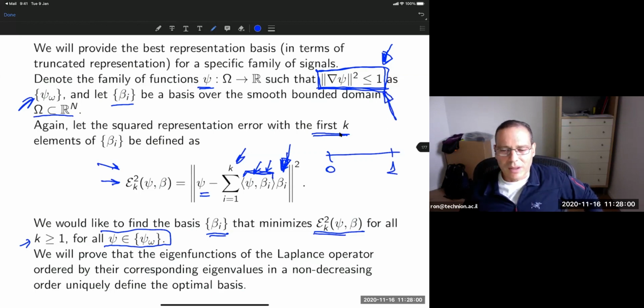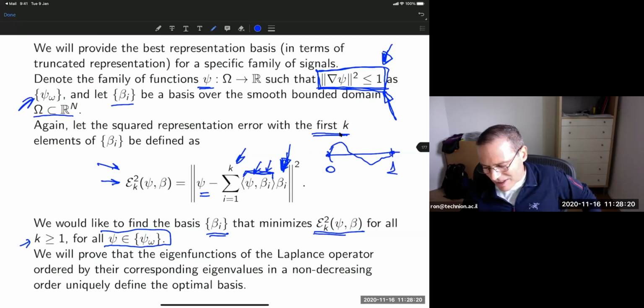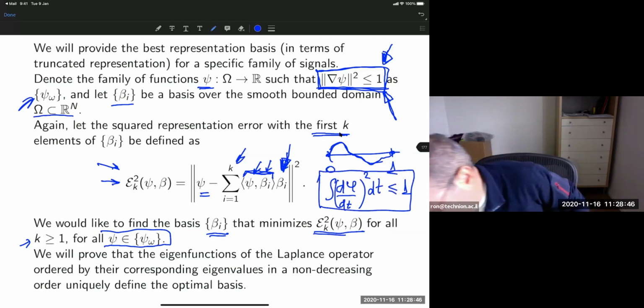Any questions about that? I would be happy to say it five more times, because this is a really important point. Again, I have all my functions that are defined like that, and without loss of generality, we will consider all functions that get zero at the beginning and at the end, but this is not really important for our discussion. And for all these functions, I know that the integration over the gradients, d psi over dt, is smaller than one. So this is everything that I know about these functions. They are not crazy, they are bounded.